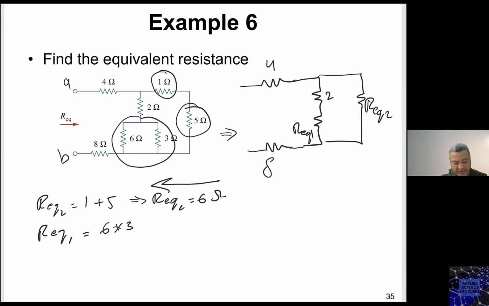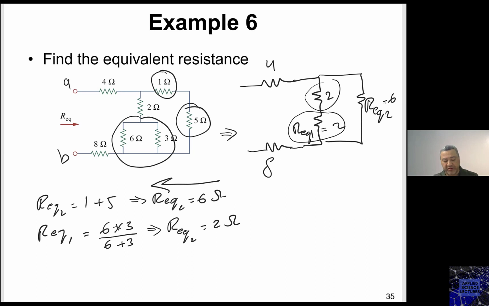is 6 times 3 divided by 6 plus 3, and we know that those two numbers are always going to give me 2 ohm. So I have this one now as 6, and I have this one as 2. Now the next step is to keep simplifying. I now have this 2 and this 2 in series.